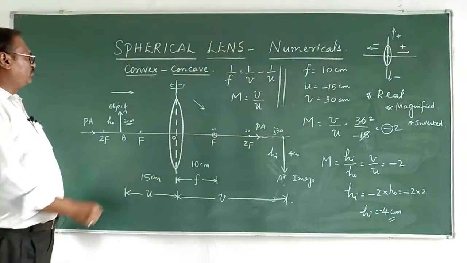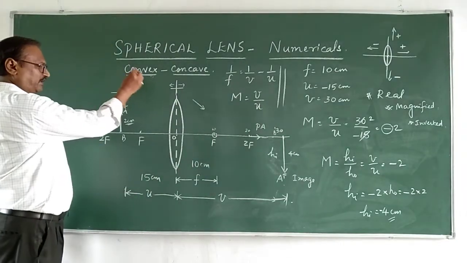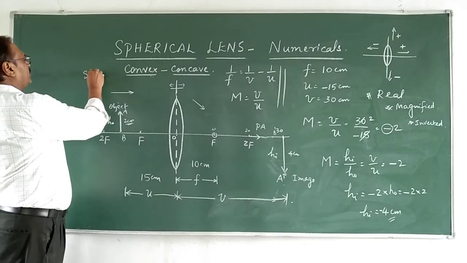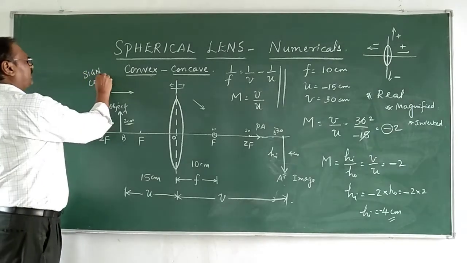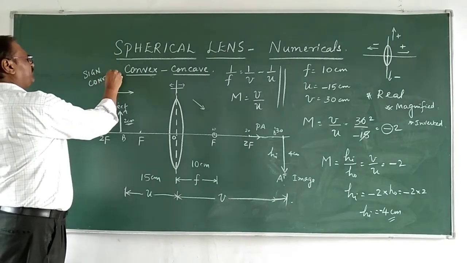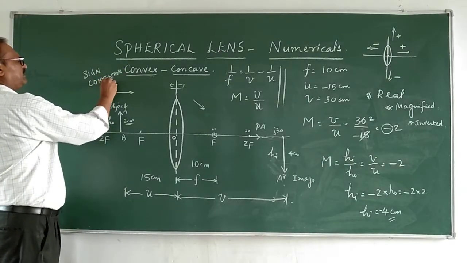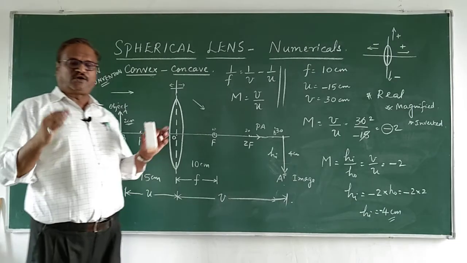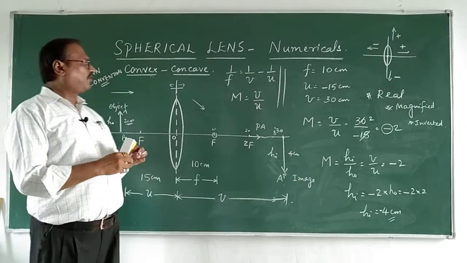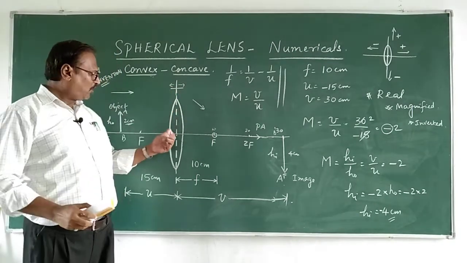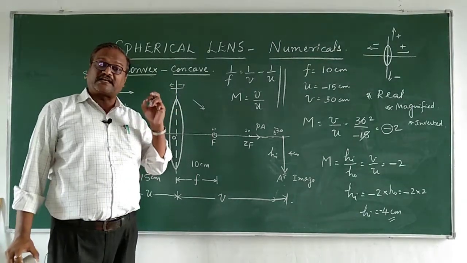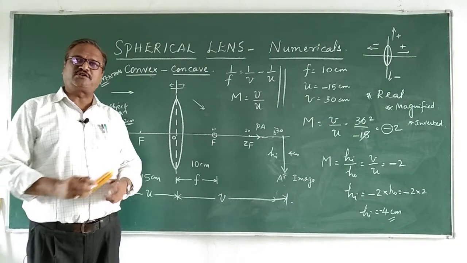Kindly follow the Cartesian coordinate system, also referred to as sign convention. Sign convention is nothing but positive and negative, and always remember, whether it is a convex lens or a concave lens, the optical center will be the reference point, the origin point.